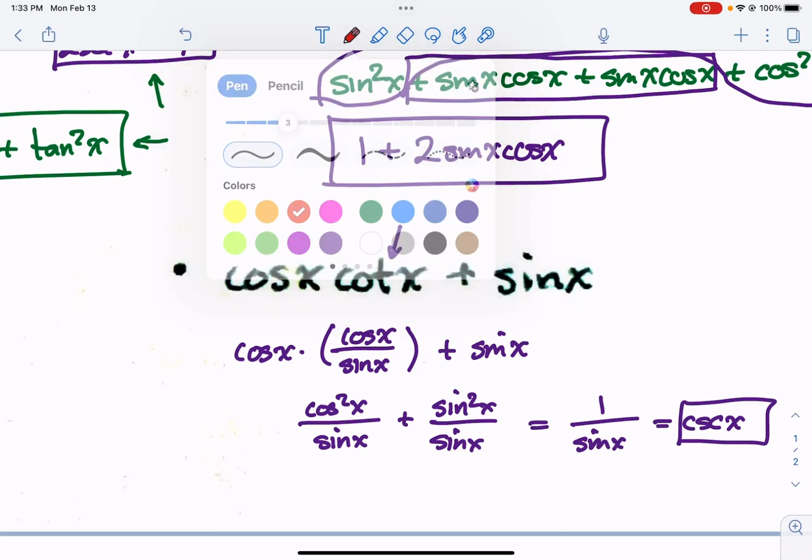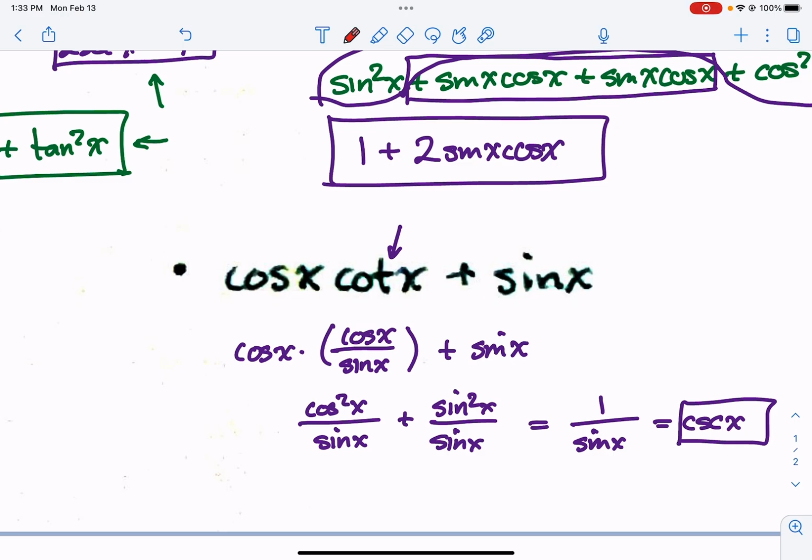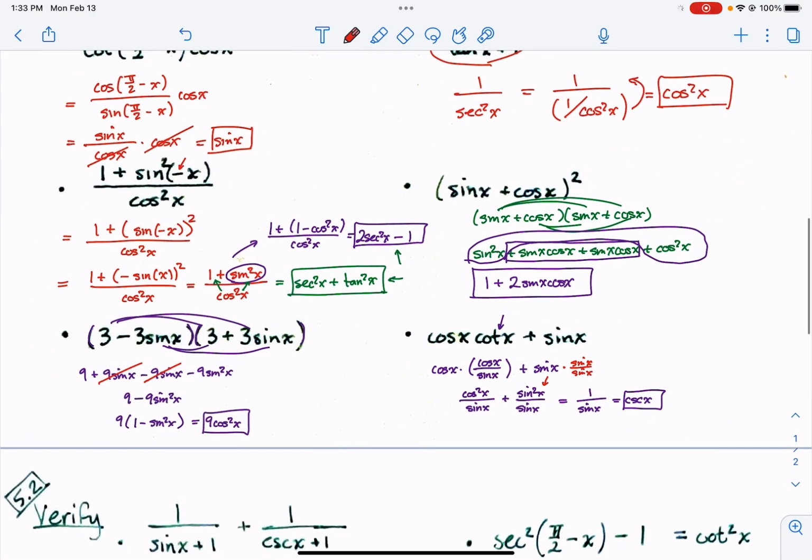Just as a side note, if you didn't quite follow this part, I multiplied by sine of x over sine of x. That's what I did; I didn't write down that step. All right, so that's 5.1.